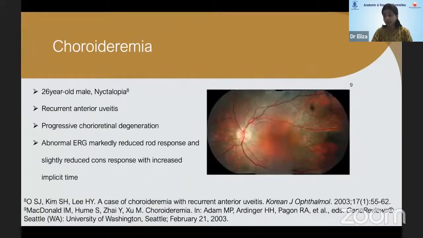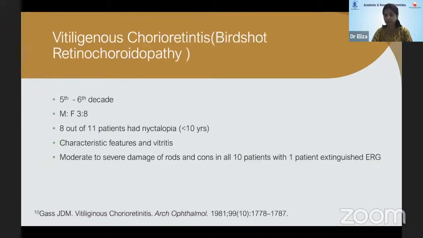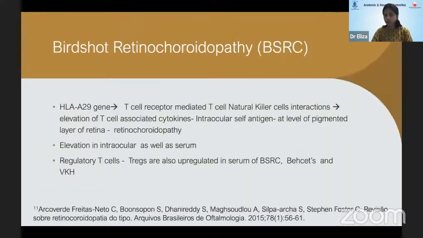Again, uveitis can be associated with nyctalopia because of the underlying retinal pathologies, like choroideremia, which has been associated with recurrent anterior uveitis. Birdshot retinochoroidopathy, although not very common in India, is associated with nyctalopia because of moderate and severe damage of rods and cones. We see 8 out of 11 patients had nyctalopia. Multiple case reports prove this association, and here it's associated with HLA-A29, which causes upregulation of T-cell associated cytokines, which primarily cause outer retina damage and photoreceptor damage, and hence lead to nyctalopia.